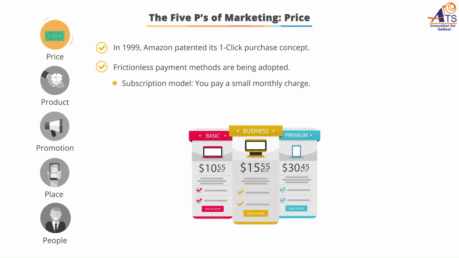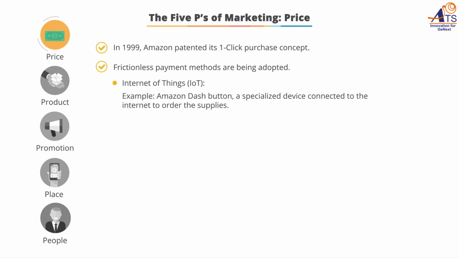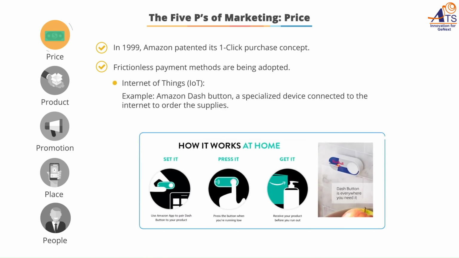If we push the envelope a little bit further, we can think of the Internet of Things and look at the Amazon Dash button. Essentially, it's a specialized little device that is connected to the internet. You can put it wherever it makes sense, and just from the press of a single button, it will reorder whatever supply it is made to purchase.